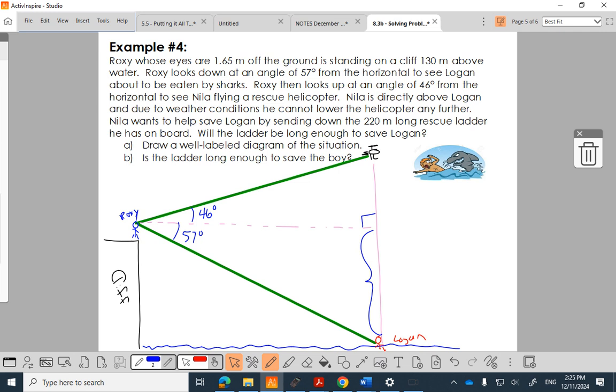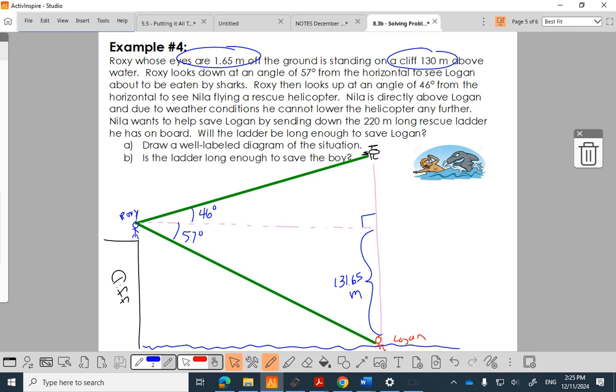How far is the water up to Roxy's eyes? 131.65. Where are you getting that from? The cliff's 130, and her eyes are another 1.65, so you add them together. Anytime they mention the eyes, it's just something you have to add in at some point. It's not really a big problem. This is 131.65. I already know part of the answer.